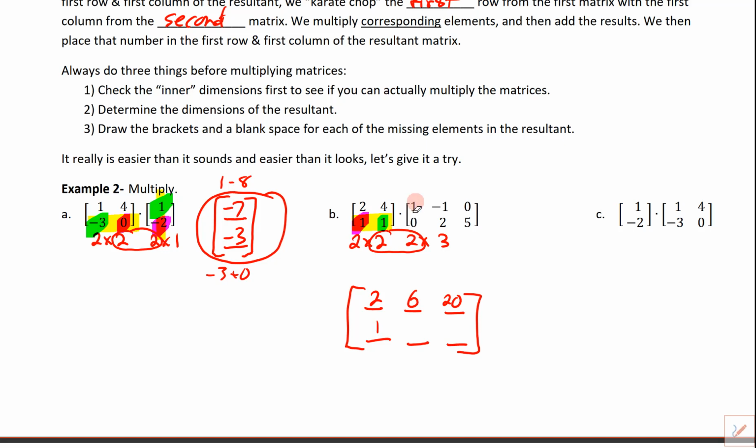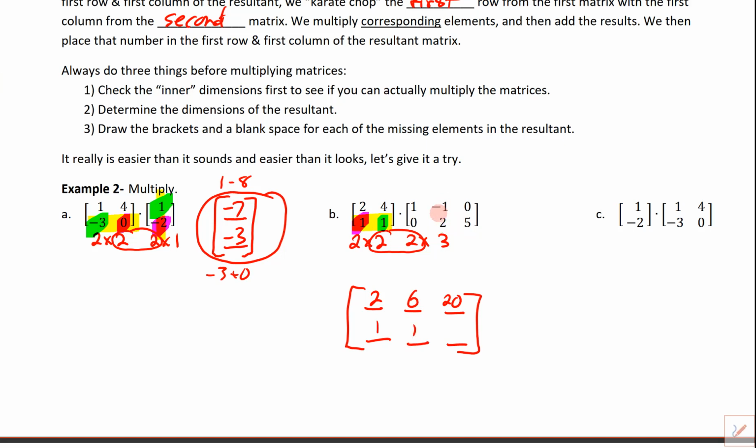Now I'm going to keep that second row highlighted right here, and we're now in the second row, second column. So second row, multiplied with the second column. So we're going to multiply the 1 with the negative 1 and the 1 with the 2. So we have a negative 1 here and a 2 here. So we end up with a 1 right here.